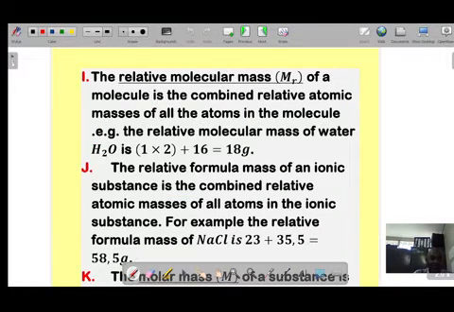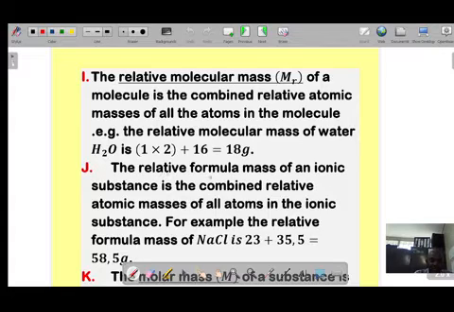Now, the relative molecular mass, that is Mr, of a molecule is the combined relative atomic masses of all the atoms in the molecule. For example, the relative molecular mass of water, that is H2O, is what? 1 times 2, then plus 16, which gives us what? 18. Okay. Now, this 1 is for hydrogen, but because there are 2 of them, that's why we say 1 times 2. What about the 16 here? It is for the oxygen, which is 16. So that you get 18 here. So the 18 grams is the relative molecular mass of what? Of H2O, which is water.